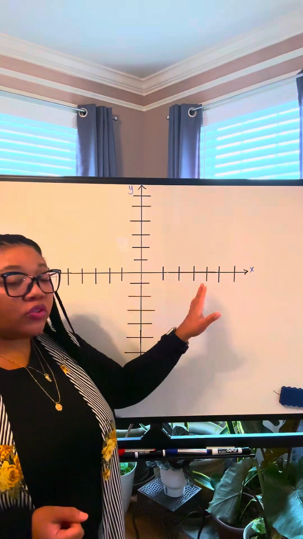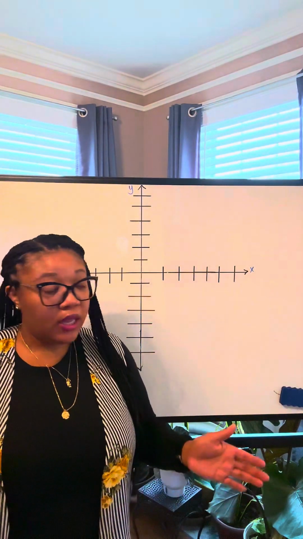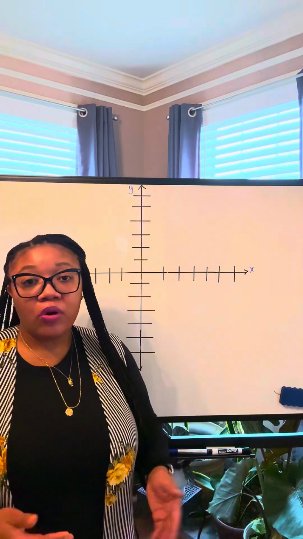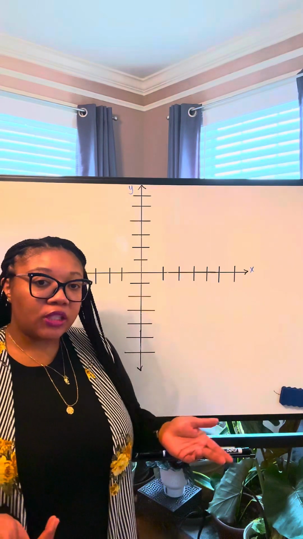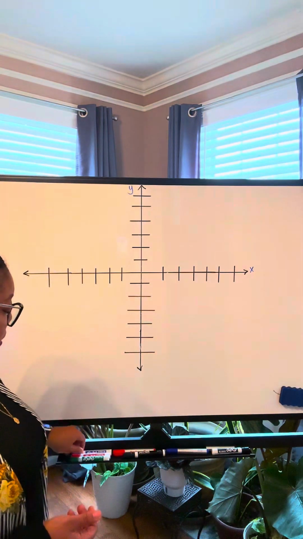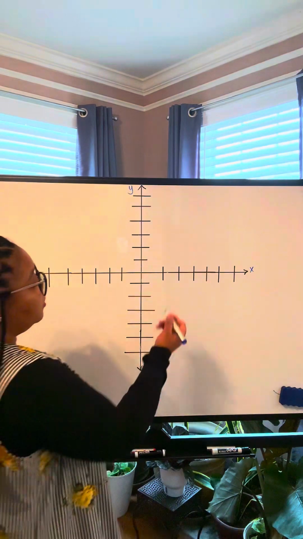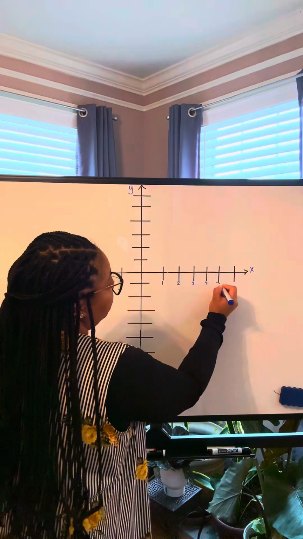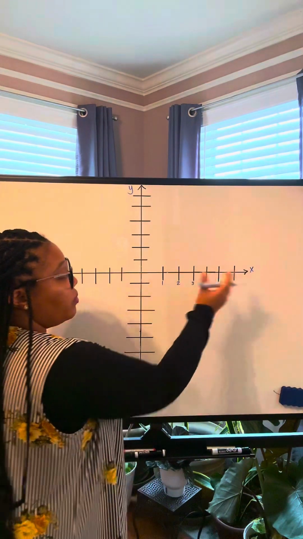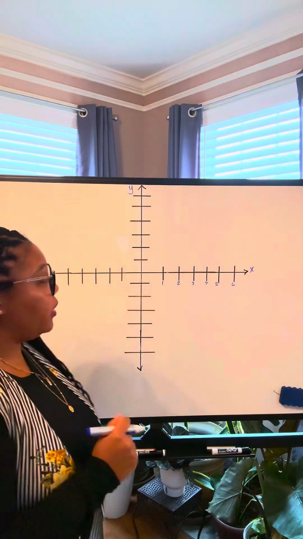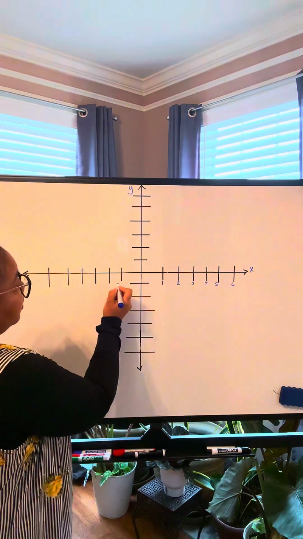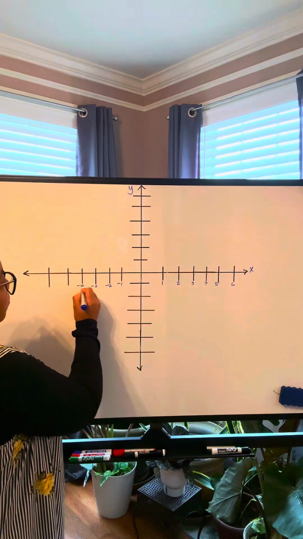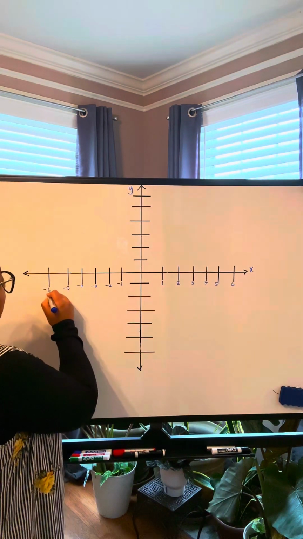For each individual line, some may be in intervals of 1, some may be intervals of 2, 4, or it just depends. In this case, we're just going to take it by intervals of 1, and I'm going to mark those as such. So right here we have 1, 2, 3, 4, 5, 6. This is going to be our positive side of the coordinate plane. On this side, we'll have our negatives, -1, -2, -3, -4, -5, and -6.